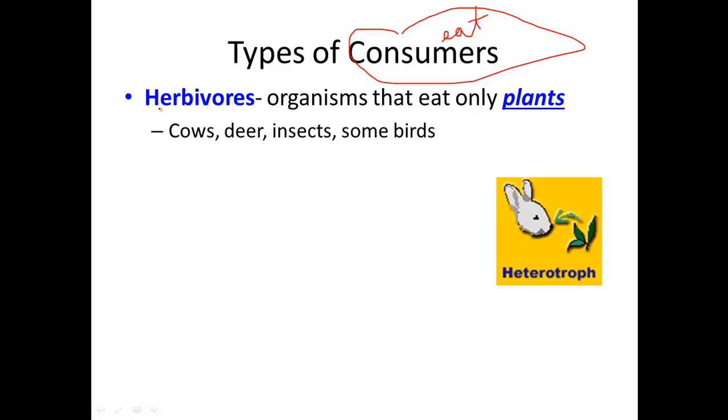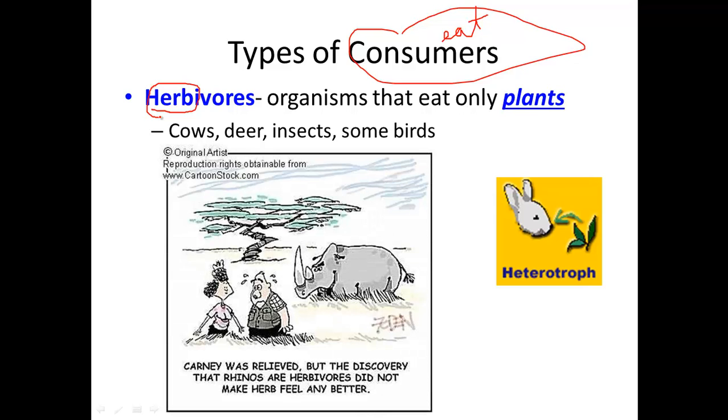So one type of consumer is a herbivore. Look at the word, herb. You might think of parsley and basil and lettuce. Those are all different types of herbs. So these are organisms that eat only plants. So cows, deer, insects, and some birds are considered herbivores. So if you were a vegetarian, you would be considered an herbivore.